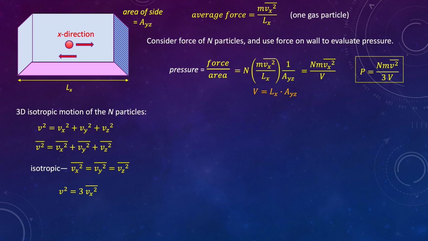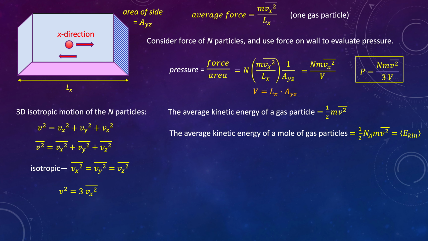All right, we're almost to the end. What I'm going to need to do now, though, is consider how this compares to other things we know about a gas. Well, the average kinetic energy of a gas particle is 1/2 mv squared, so that would be just one particle. If I have a mole of gas particles, I would need to multiply this by Avogadro's number. And since this is the average kinetic energy, I can consider this to be the average kinetic energy of a mole of gas particles. And I'll write that as E sub kin in these angle brackets. So that's the average molar kinetic energy.